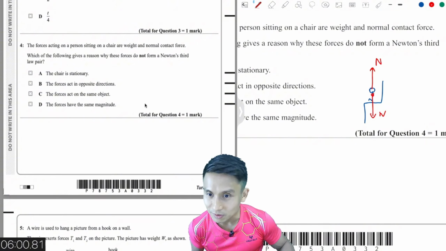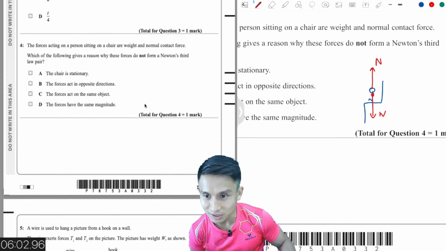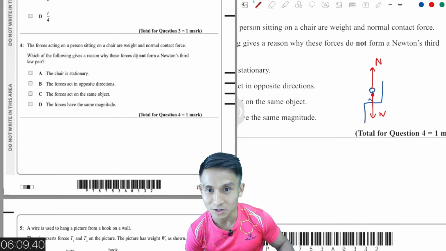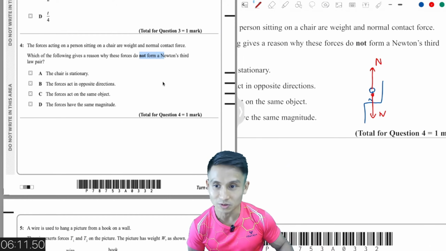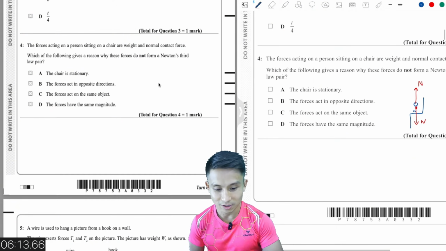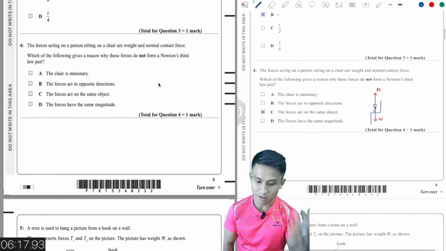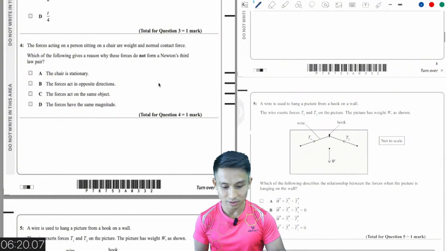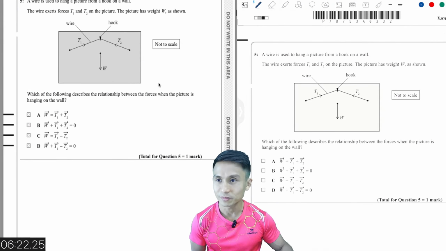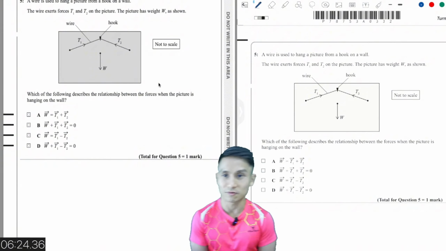But yeah, because it isn't here, I'm going to go with because the forces act on the same object. Give a reason why they do not, right? They do not form a Newton's third law pair because they act on the same body. But actually, if they were to follow Newton's third law, then they shouldn't act on the same body. Okay, number 5. A wire is used to hang a picture from a hook on the wall.